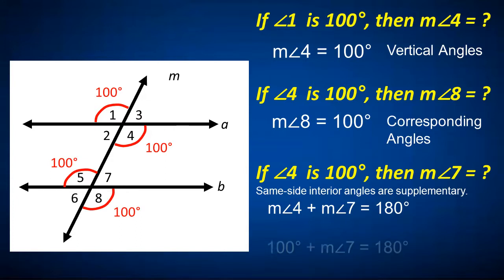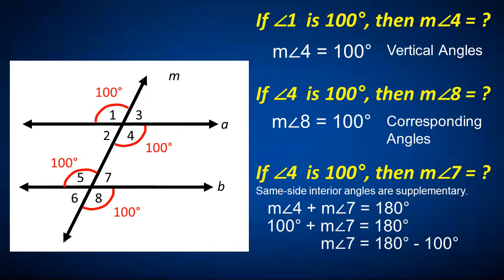By using substitution, we can replace angle 4 with 100 since it is given. Then angle 7, which is our missing angle, is equal to 180. The measure of angle 7 is equal to 180 minus 100. Combine like terms. So the measure of angle 7 is 180 minus 100, which is 80 degrees. So the measure of angle 7 is 80 degrees.